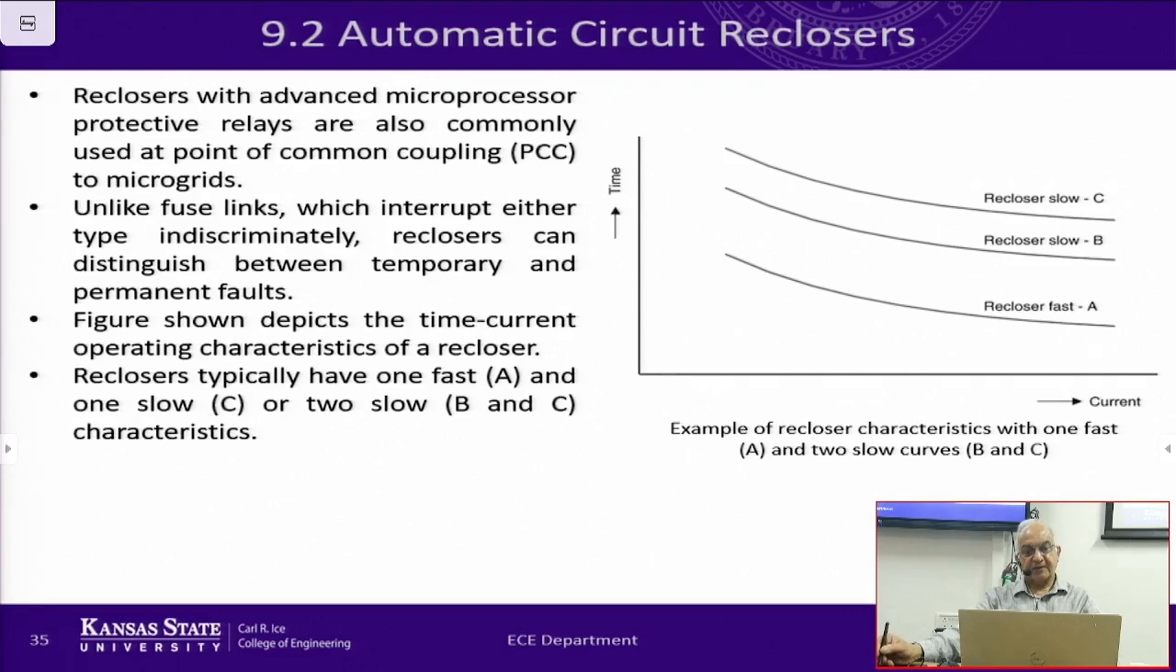The reason why we need to have fast characteristics is because the idea is to distinguish temporary faults from permanent faults. That's the whole idea, because if you have a fuse, the fuse does not know if the fault is temporary or permanent, it's going to operate. But reclosers have a feature where they can distinguish between temporary and permanent faults. Okay?